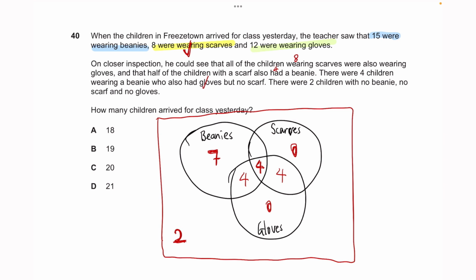So how many children were in class yesterday? What we need to do is add all of these up. And when we add them all up, we get a total of 21 children who arrived for class yesterday.